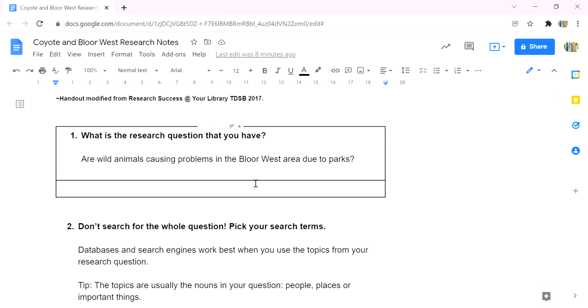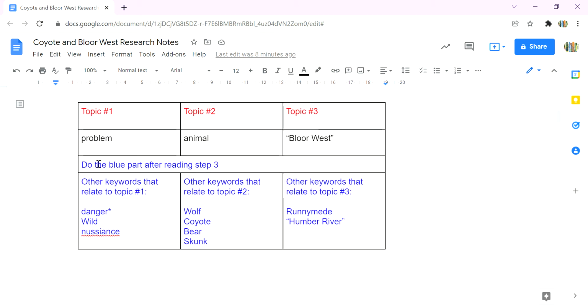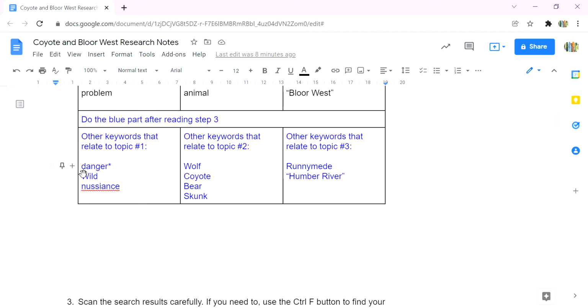Remember, my research question was related to a challenge in the Bloor West area. Are wild animals causing problems? Maybe because of the Humber River. High Park is a neighborhood a little bit further down east. So my keywords were problem, animal, Bloor West. And then if I had any trouble finding articles about that, I had other examples of words. Remember, if I put a word in quotation marks, it means that both words are kept together in the search.